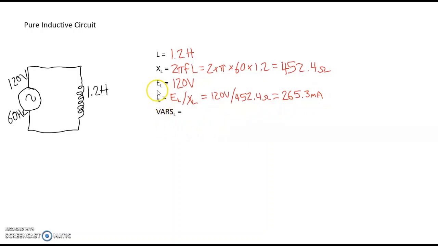And now that we know the voltage across the inductor and the current through the inductor, we can calculate the reactive power at the inductor, and that's E sub L times I sub L, equals 120 volts times 0.2653 amps, equals 31.8 bars, volt amps reactive.